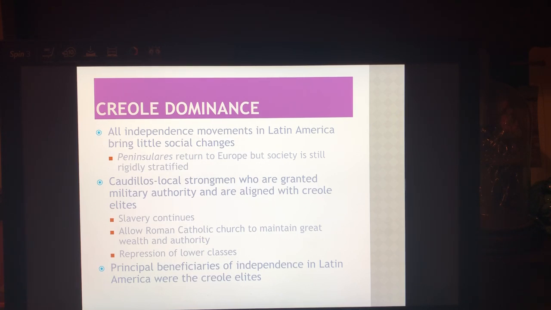Slavery continues. The Roman Catholic Church will be here. There will be repression of the slaves and the peasants. And the principal beneficiaries of the independence movements in Latin America are the Creole elites.